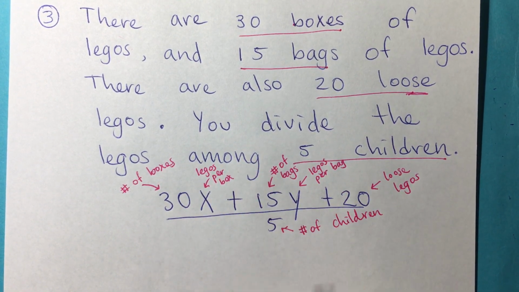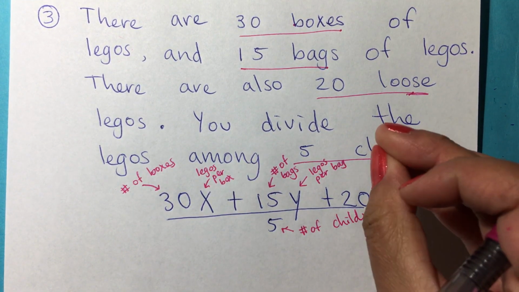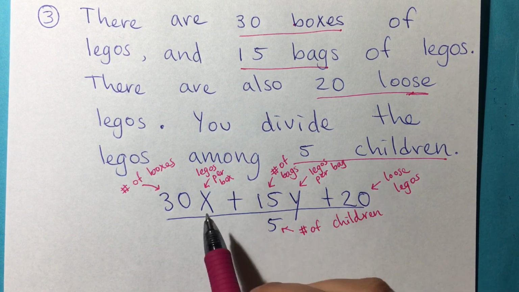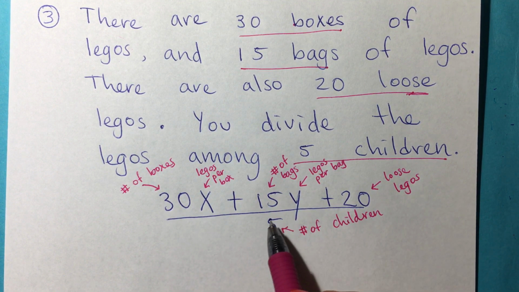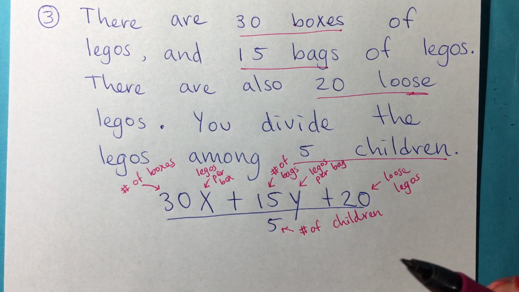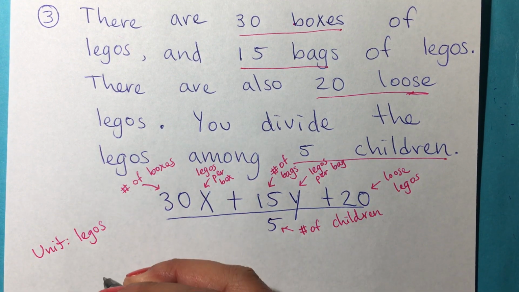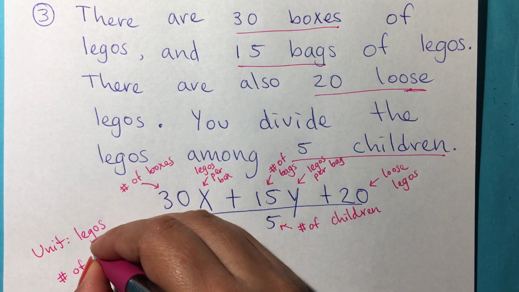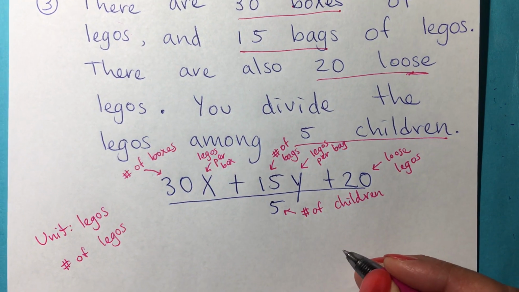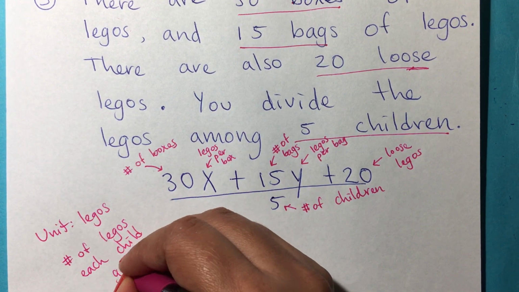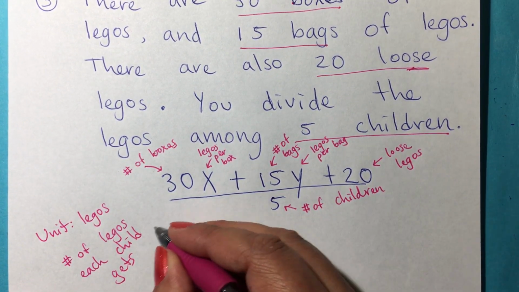So the unit is not children, is not boxes, is not bags, but at the end, when you multiply this and add all the Legos and divide it by the 5 children, then you end up with number of Legos. What is it? The number of Legos that each child gets. So the unit will be Legos, but more specifically, number of Legos, and it should be again Lego pieces, Legos each child gets. Children is plural, child is singular.